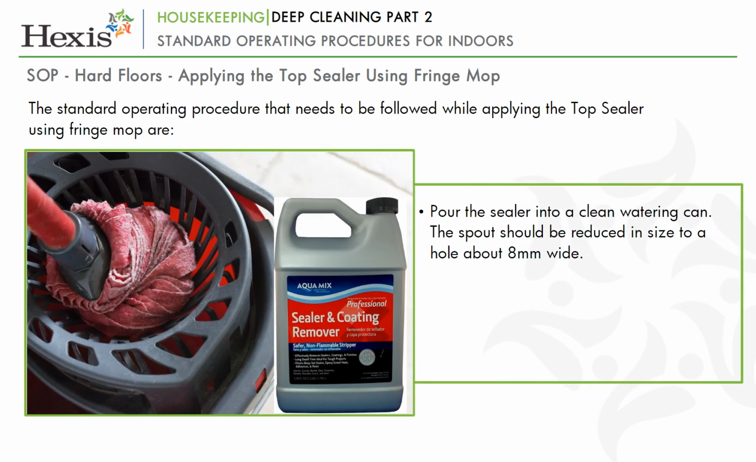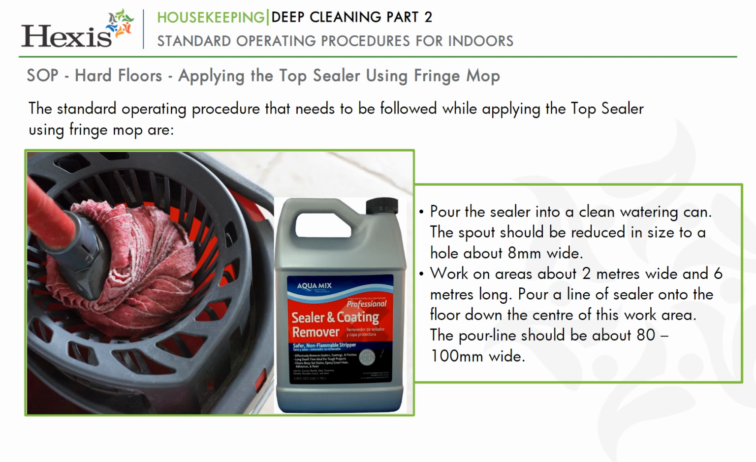Pour the sealer into a clean watering can. The spout should be reduced in size to a hole about 8 mm wide using a plug or the finger of a rubber glove with a hole in it. Work in areas about 2 meters wide and 6 meters long. Pour a line of sealer onto the floor down the center of this work area. The pour line should be about 80 to 100 mm wide.